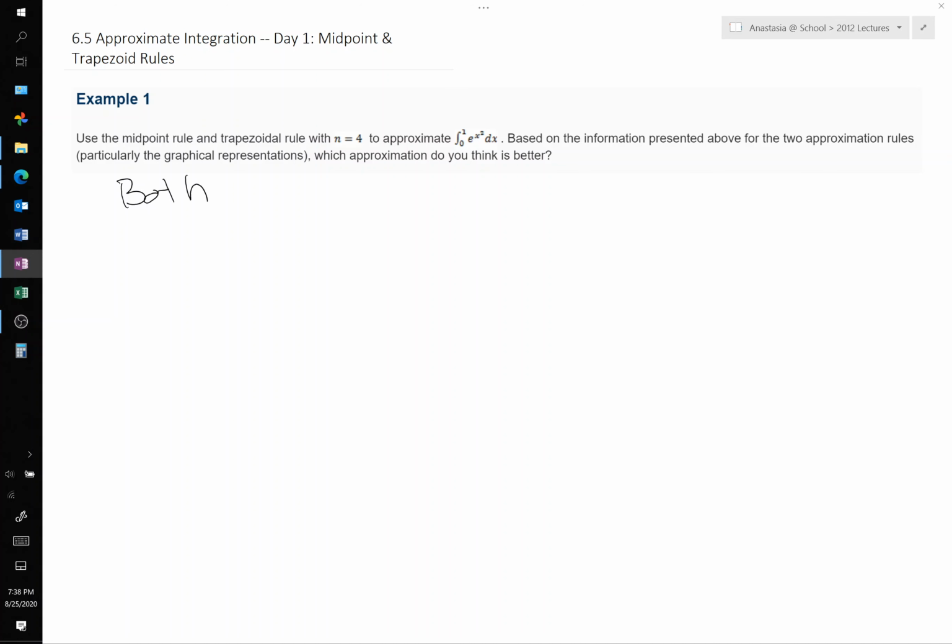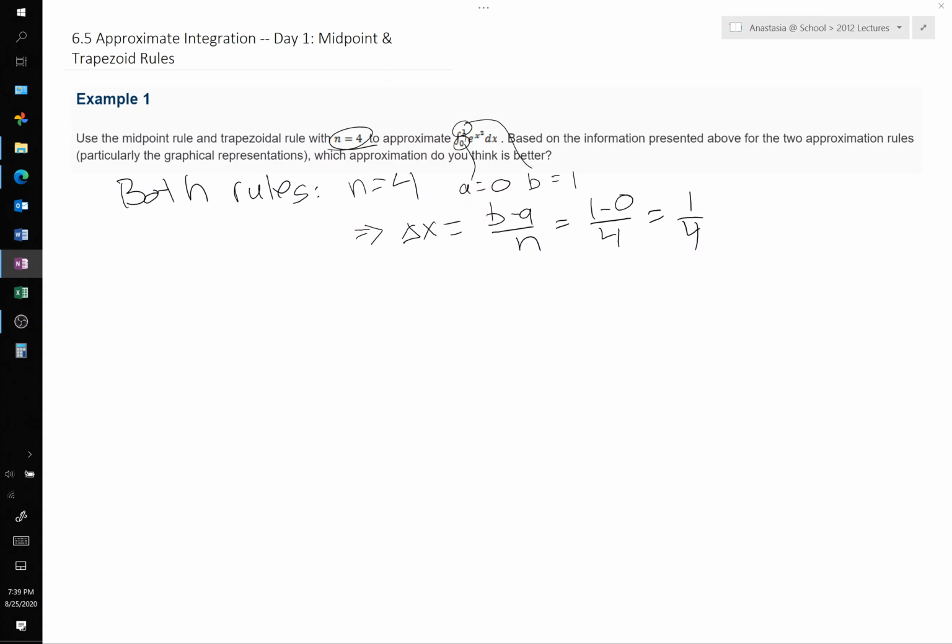we need a little bit of introductory information. We have that n is equal to 4. We also have that a is equal to 0, that's our lower bound of integration. B is equal to 1, that's our upper bound. So this means that we can figure out what our delta x is. That is the width of our subintervals. So that's going to be b minus a over n, or 1 minus 0 over 4, which is very clearly just 1/4.